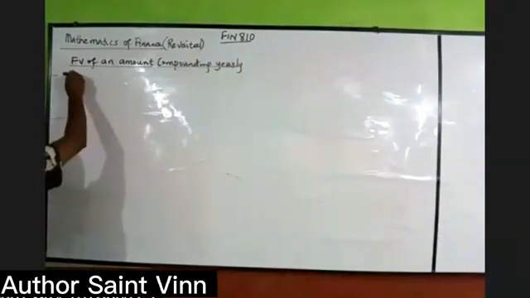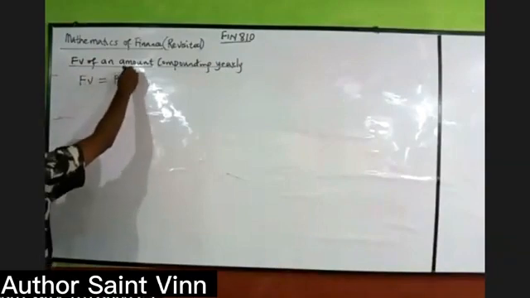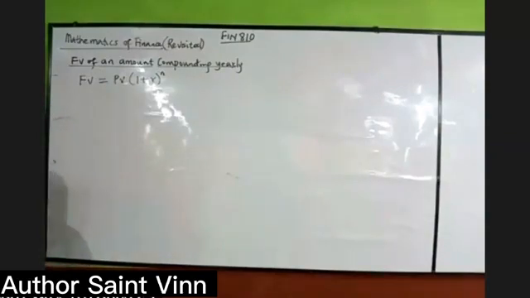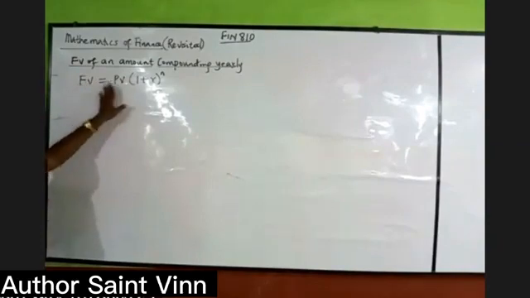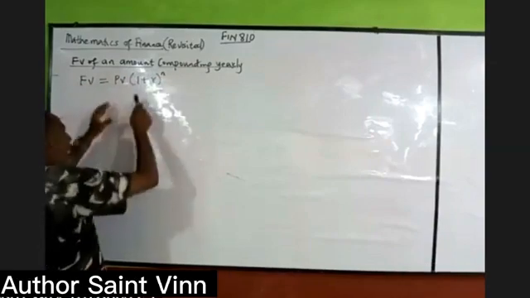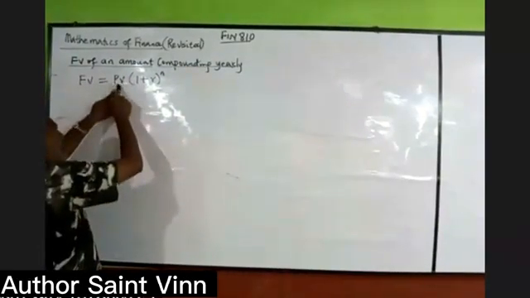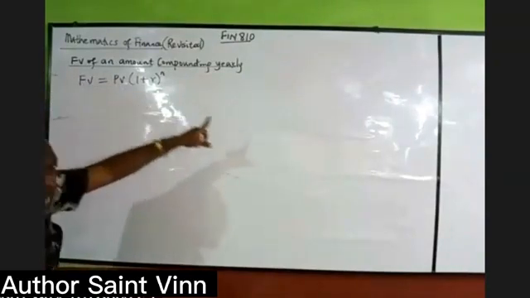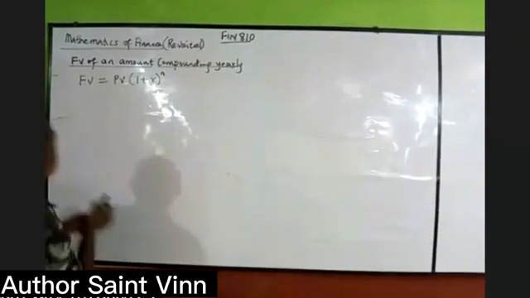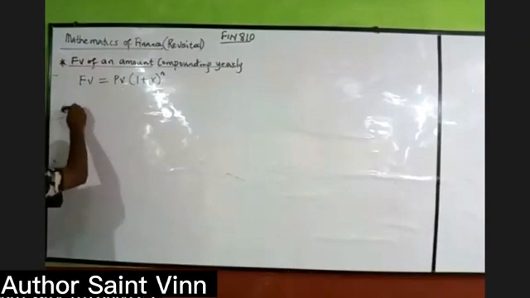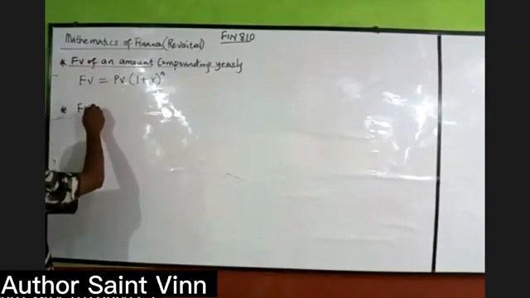First one. Our formula is FV equals PV into 1 plus R raised to power N. That's the formula we use anytime the question says, find the future value given the present value. This is the compounding factor. It is multiplying the present value so that we can get the future value. Is that okay? Yearly or per annum, this is number 1.